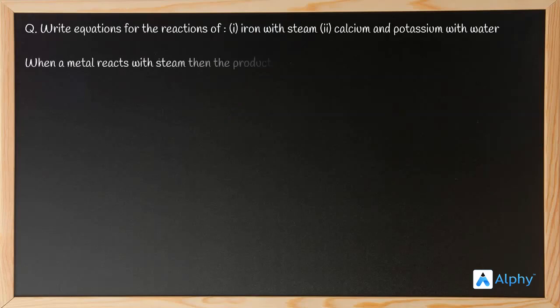When a metal reacts with steam, the products formed are metal oxide and hydrogen gas. We have already discussed this in the physical properties of metals, where we saw that some metals react with cold water, some react with hot water, and the metals which do not react with either sometimes react with steam. Iron is one of them. Iron does not react with hot water, nor with cold water. Instead, it reacts with steam, and let's see how.